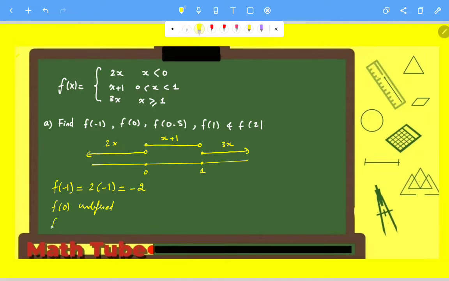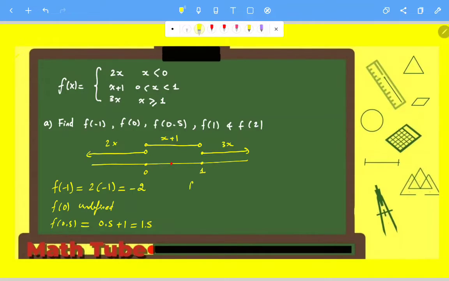f of 0.5. So 0.5 is located between 0 and 1, which means that I need to use the second definition to find this image, which means that f of 0.5 will be simply 0.5 plus 1, which is equal to 1.5.